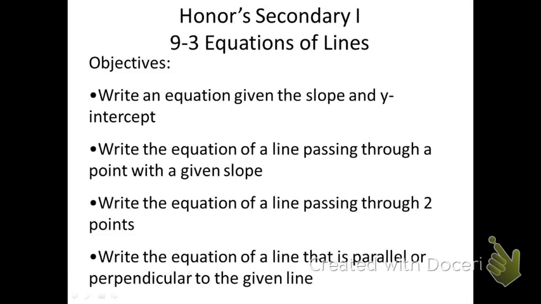Okay, today in class we talked about writing equations of a line. There are various different ways we're going to look at this. We're going to write an equation given slope and intercept. We're going to write the equation of a line passing through a point with a given slope. We're going to write an equation of a line passing through 2 points, and finally we'll write an equation of a line that's either parallel or perpendicular to a given line.